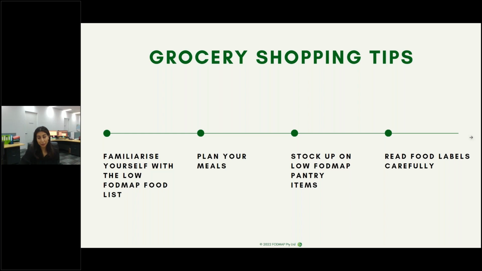Thirdly, you want to stock up on low FODMAP pantry staples. So keep your pantry well stocked with low FODMAP essentials like tinned tuna, rice, gluten-free pasta, canned tomatoes without onion and garlic, and low FODMAP condiments as well, such as soy sauce without wheat, and suitable snacks like rice crackers or plain potato chips. And lastly, reading food labels carefully. So be diligent about reading food labels to check for ingredients that are high in FODMAPs. So things such as onion, garlic, wheat, high fructose corn syrup, and avoid products that contain these ingredients on their ingredient list.